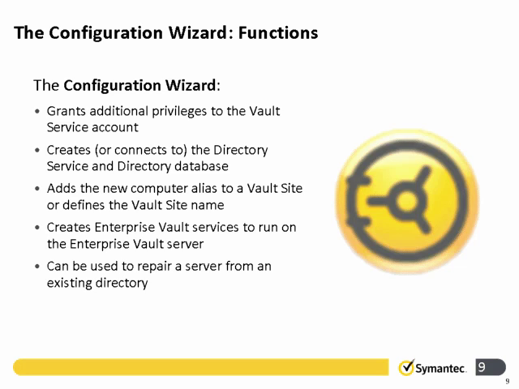The reason we put both creating and connecting is that if this is the first installation, you've got to create that initial directory as well as that initial directory database. If you're going through the installation process to add additional servers, or to add additional Enterprise Vault sites, then you would just connect to the already existing directory, which implies that you're connecting to the existing directory database. You're going to add a new computer alias to the Vault site and/or define the Vault site name. Again, if you're creating a new site, you'll specify the Vault site name and a description. If you're just adding additional computers to an existing Vault site, you'll just specify the computer alias for that site.